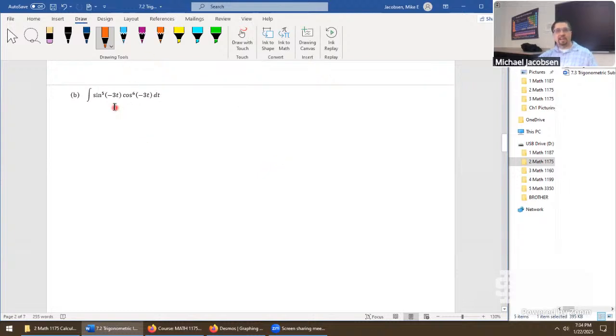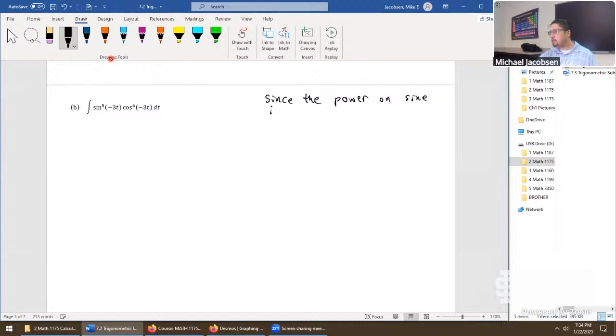Well, it's kind of a mess. We have issues with the chain rule possibly being applied here and there when we go to use the U substitution. Our strategy says since the power on sine is 5, odd, use the opposite function, cosine. So u should be equal to cosine x.